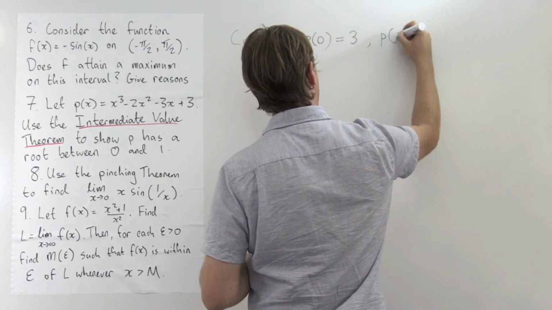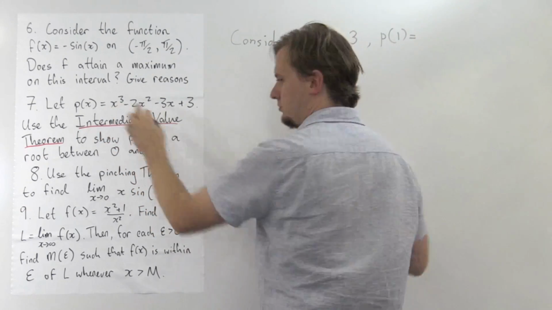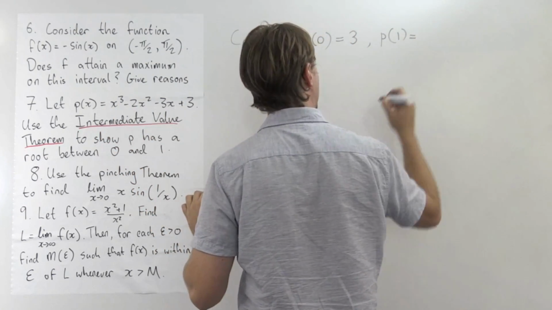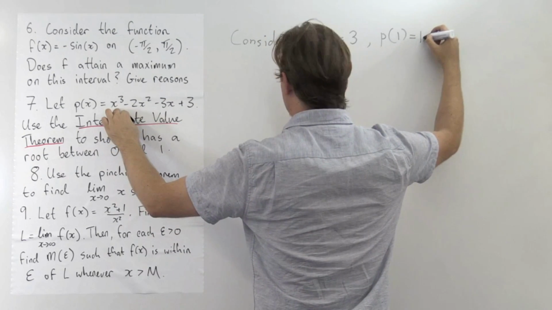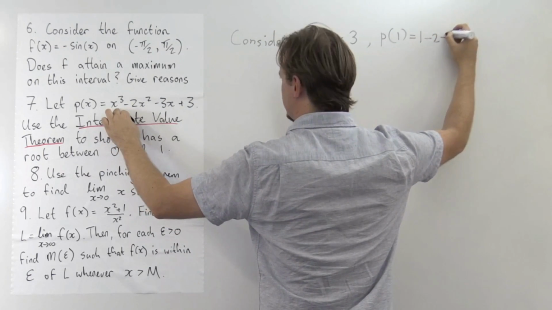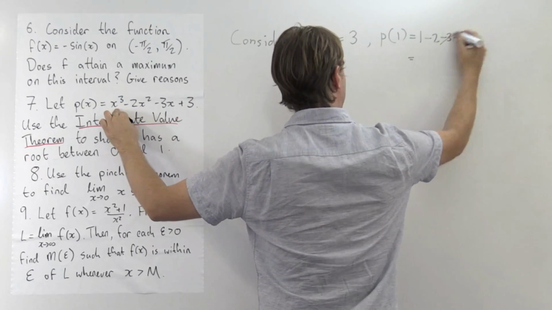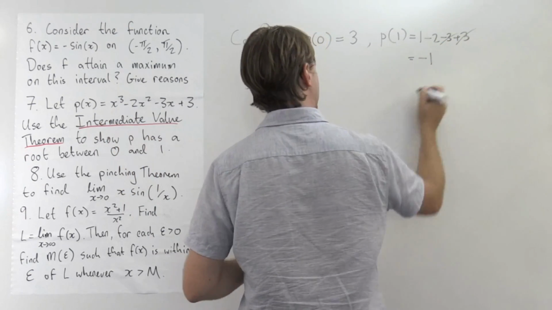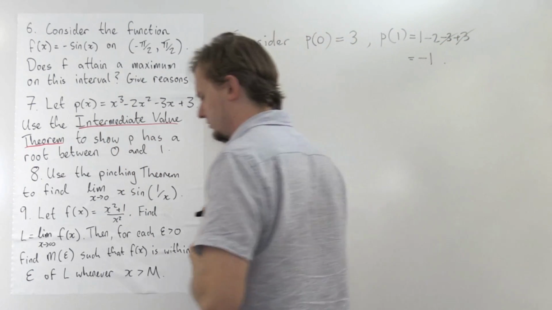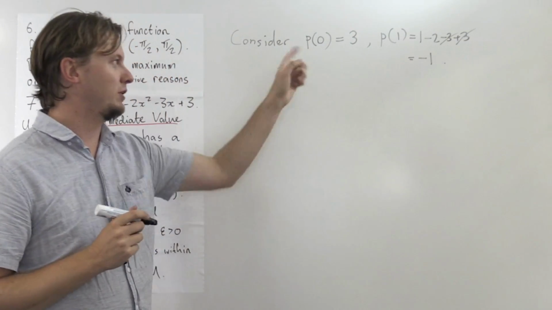and if we move over to 1, we find that it will evaluate to 1 minus 2 minus 3 plus 3. Well, 3 plus 3 is 0, but 1 minus 2 is minus 1, which is good because that's what I want. I have this function and it's going from 3 to minus 1.